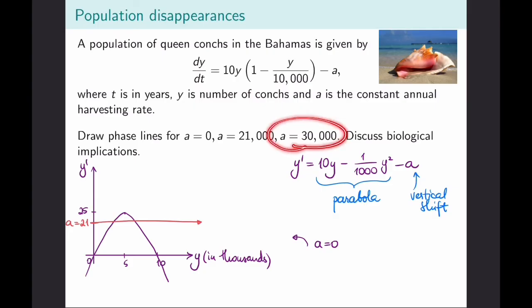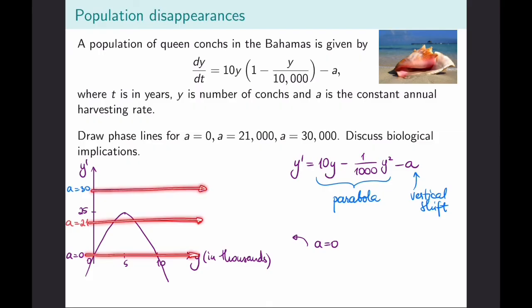If I have to draw the shift of a equals 30,000, I will be shifting my original parabola 30 units down, or shifting my horizontal axis 30 units up. Now notice that my a's are probably not up to scale here, but I would like to actually note the overall shape, not the exact scale of it. Okay, and so what I have now is a phase diagram for a equals 0, this is a phase diagram for a equals 21, and this is a phase diagram for a equals 30.